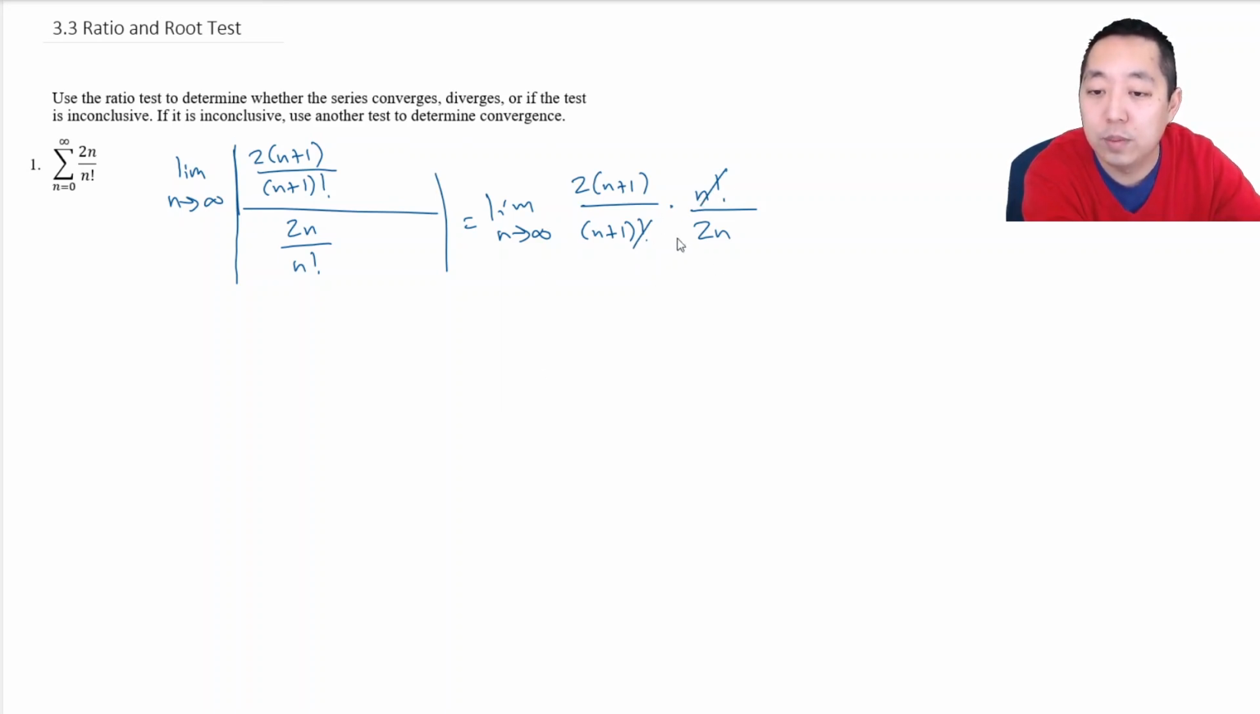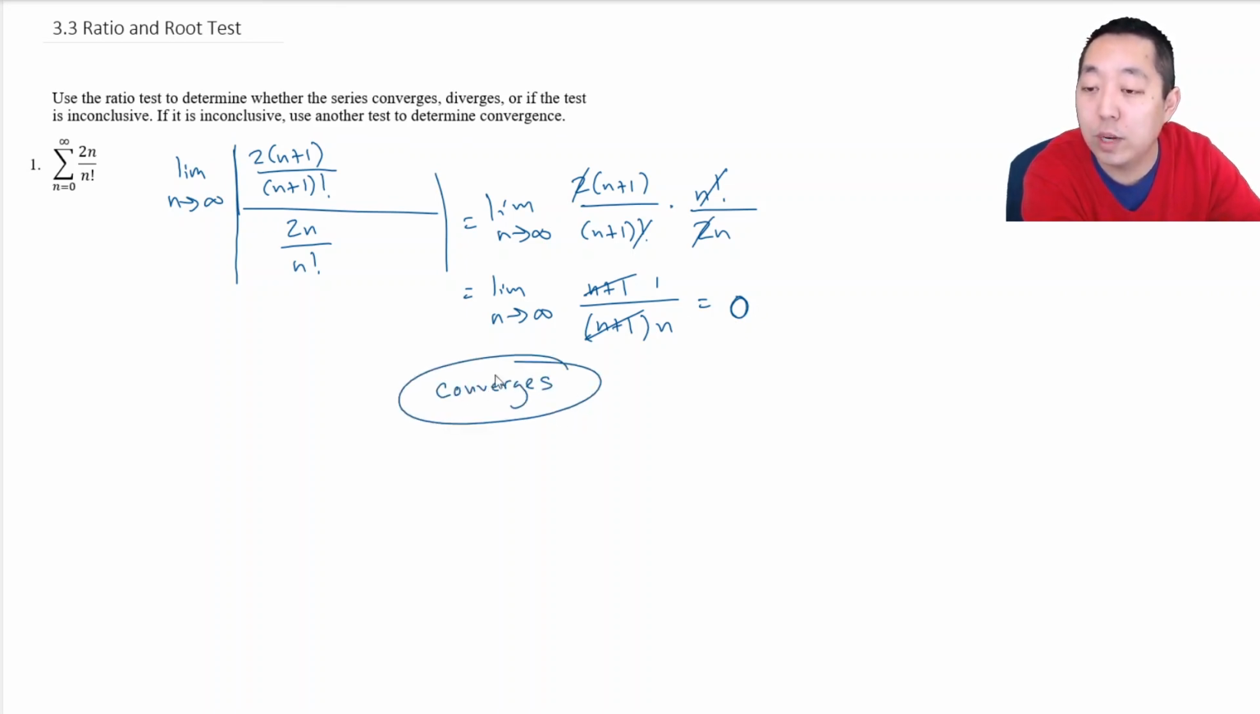And then the 2's here are going to cancel. And so this is the limit as n goes to infinity of n plus 1 over n plus 1 times n. Now the n plus 1's are going to cancel, and I just have 1 over n, right? And as n goes to infinity, 1 over n goes to 0. And that's what I need. I need it to go to 0, and that tells me it converges. So as long as the ratio goes to 0, it converges. If it goes to infinity, it diverges. And if it's in between, then it's inconclusive.